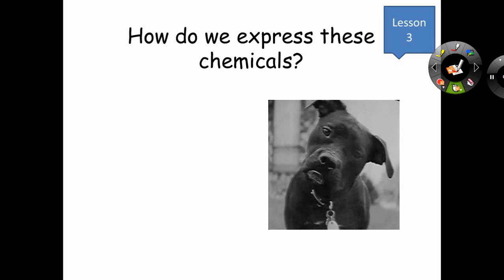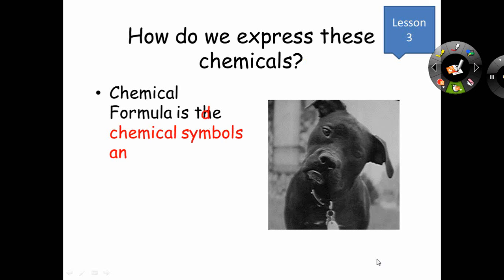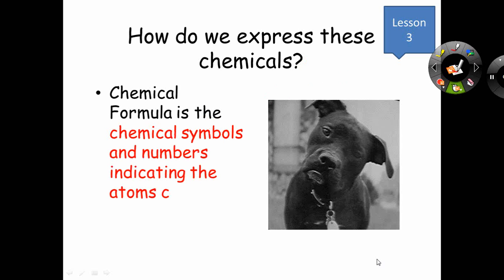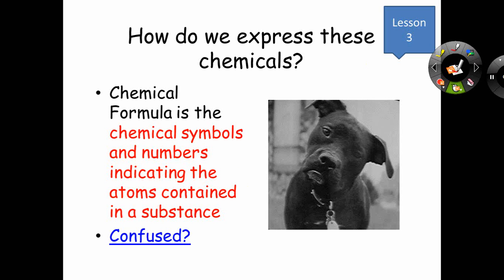All right, this is Tolbert Physical Science, lesson number 3, and this is also chapter 10. So, how do you express these chemicals? Chemical formulas, chemical symbols, and numbers indicate how many atoms are contained in a substance.